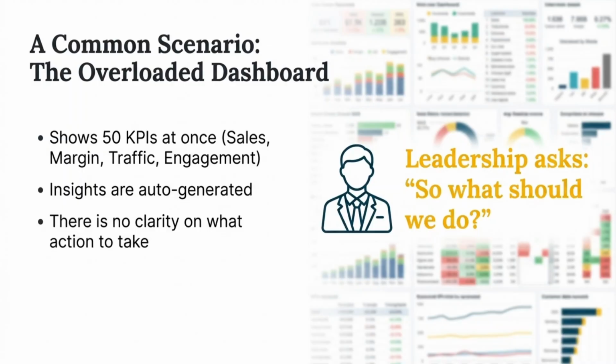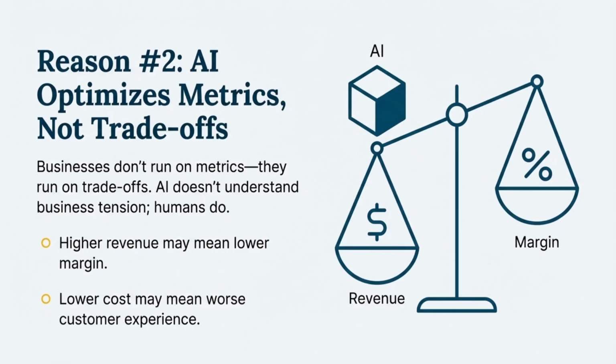So that's the challenge. Now, let's take an example from actual business. I have seen so many AI dashboards showing close to 50 KPIs at once, like sales, margin, traffic, engagement, all under one roof. All definitely auto-generated, correct? Now, leadership, once they look at all those things, will ask only one question: what should we do with that? And the dashboard has no answer to it. That's the biggest challenge we see. Correct?